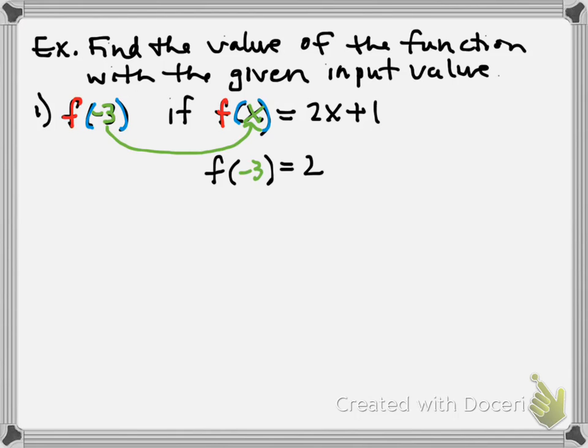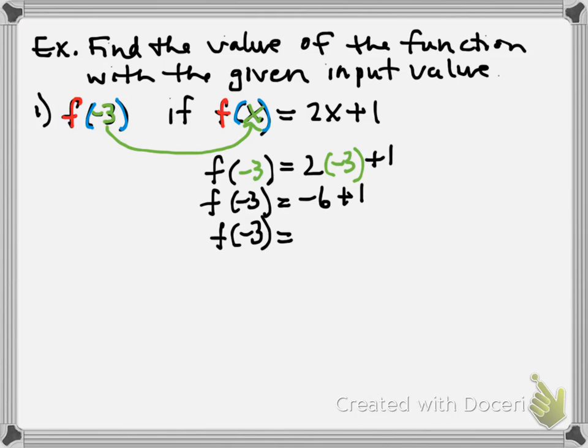Equals 2, and then times -3. So every time I see x, I just replace it with -3 plus 1. So then we just do the math. The function at -3 is equal to -6 plus 1, which is -5.